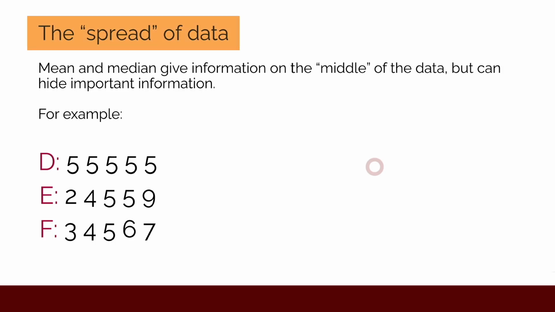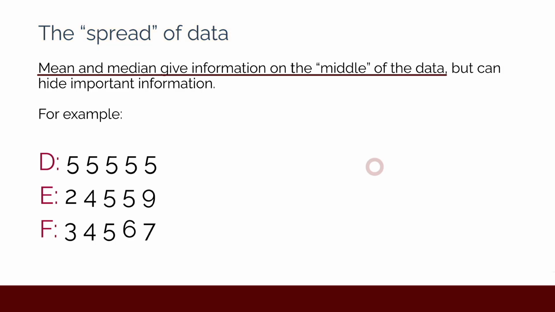So I said at the start that the mean and the median give you the information on the middle or your typical data, but they can also hide important information about the higher marks or the low marks. Just as a simple example here, let's say that we have these three schools where each number here is marks. In school D, every single learner just got a mark of 5. In school E, we have 2, 4, 5, 5, 9. And for F, we have 3, 4, 5, 6, 7.